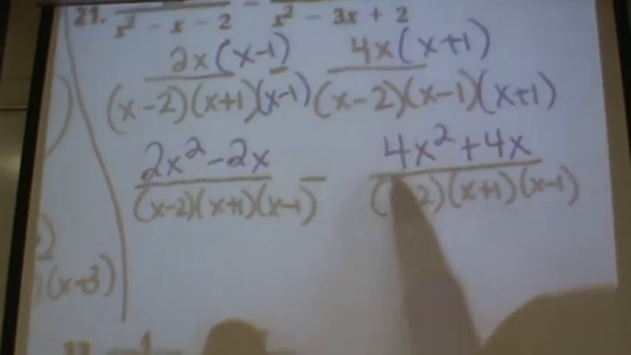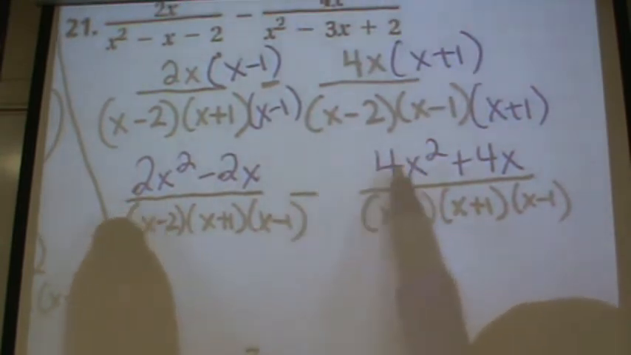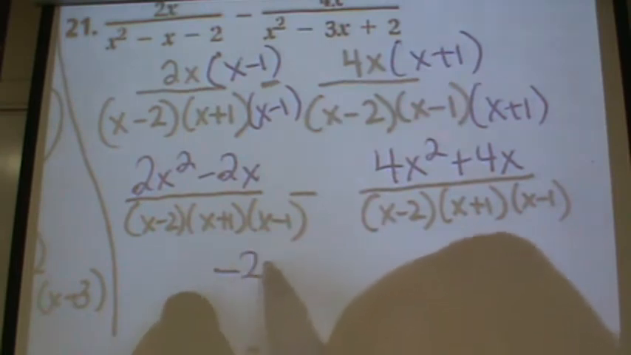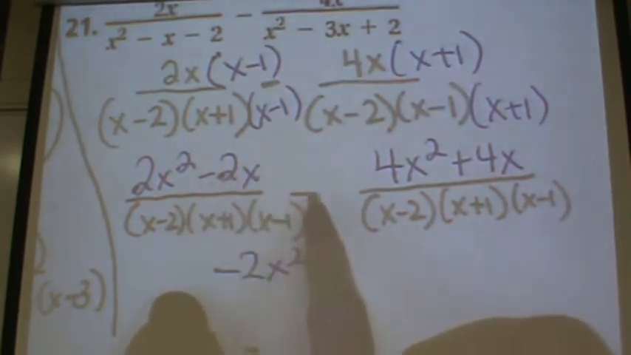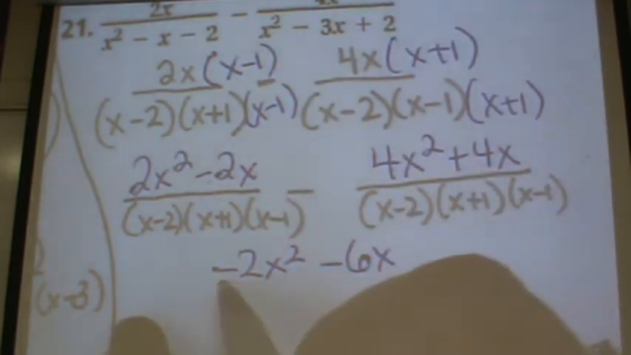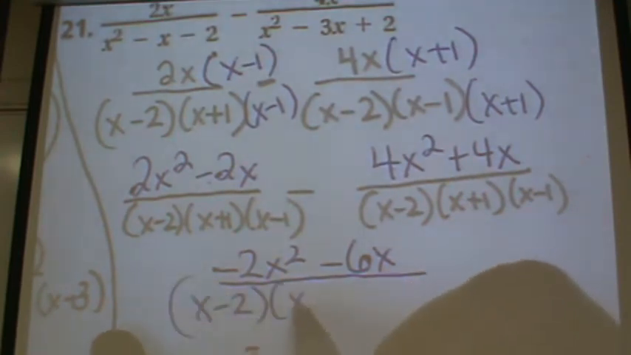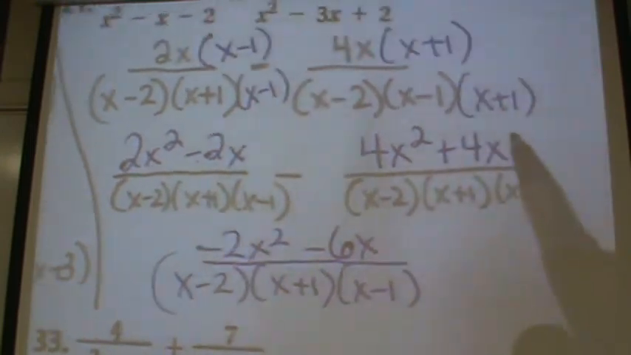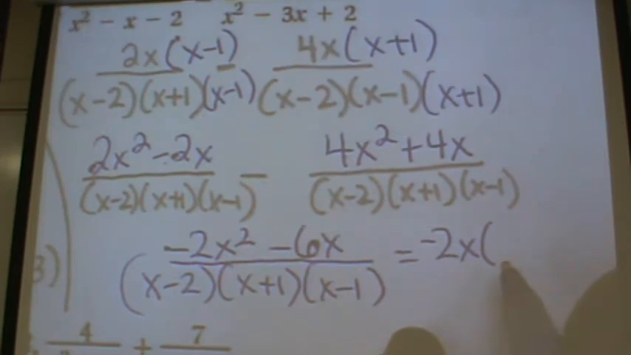Combine. When you combine these, this is gonna be a negative 4x. What's 2x squared minus 4x squared? Negative 2x squared. And then what's negative 2x minus 4x? Now you're gonna factor out a negative 2x here, and you're left with x minus 3.